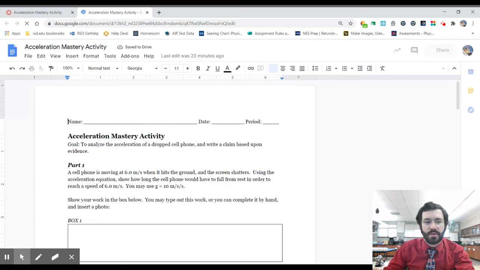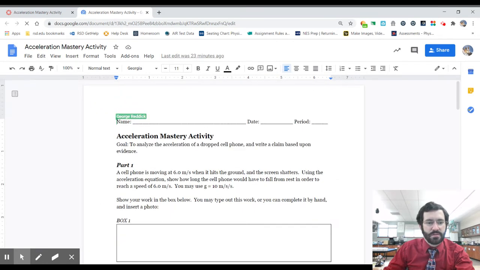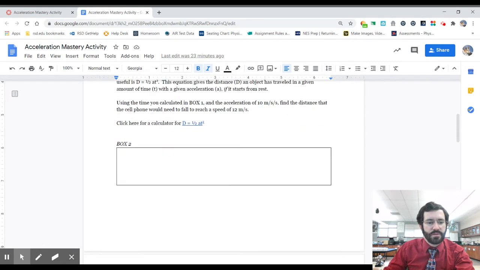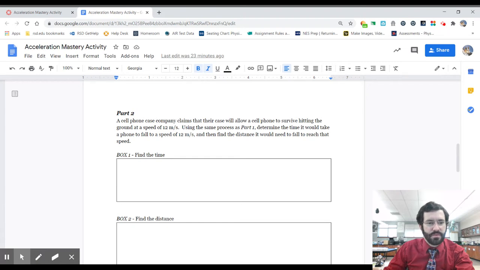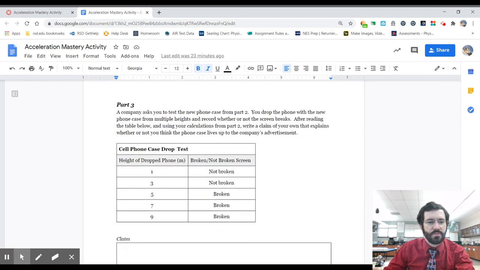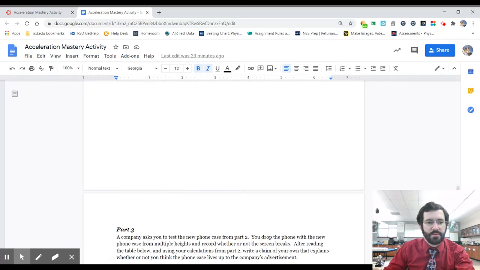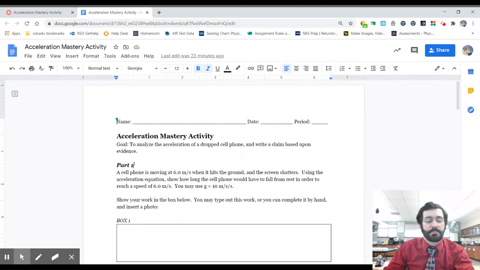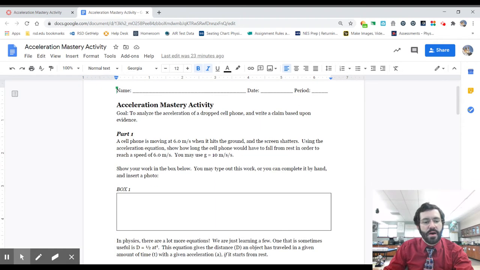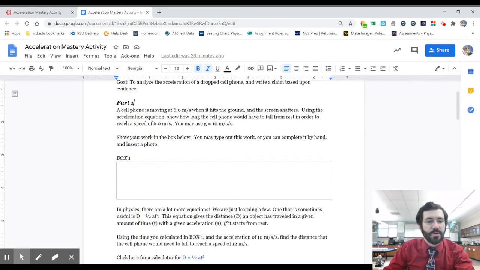Okay, so here is the master activity, and you can see here that it has a lot of different things going on, which is great. We have part 1, which is kind of practice. Part 2, where we deal with the company's claim, and then part 3, where you look at a little bit of data, and then you're going to write a claim of your own, whether you think they're right or wrong. Okay, so let's go through the steps. For doing one of these, it's going to be the same. Part 1 and part 2 are basically the same, except part 1, you're trying it for the first time. So let's do this.